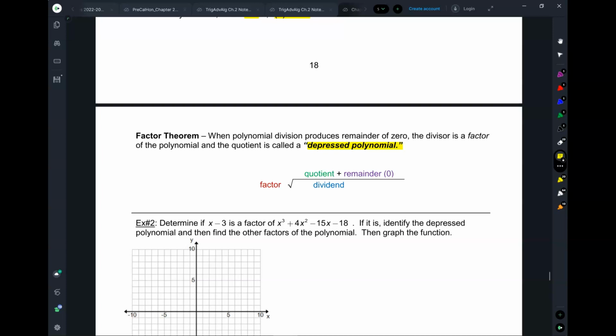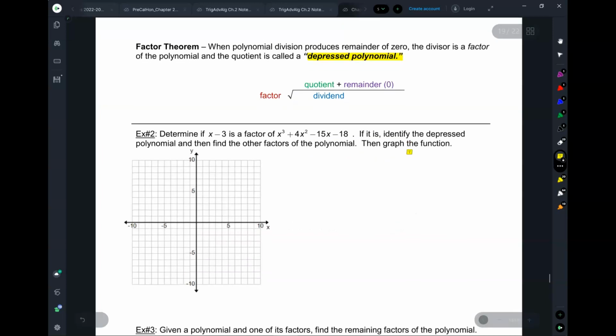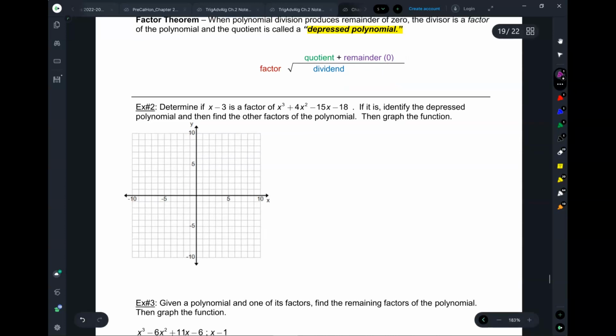Okay, so let's take a look here. What we have to focus on is when we have a polynomial division, when the remainder is 0, that means the divisor is a factor of the polynomial. So let's go ahead and look at example number 2. We're being asked if x minus 3 is a factor of this polynomial. If it is, we have to identify the depressed polynomial and find other factors of the polynomial. Okay, then we have to graph the function.